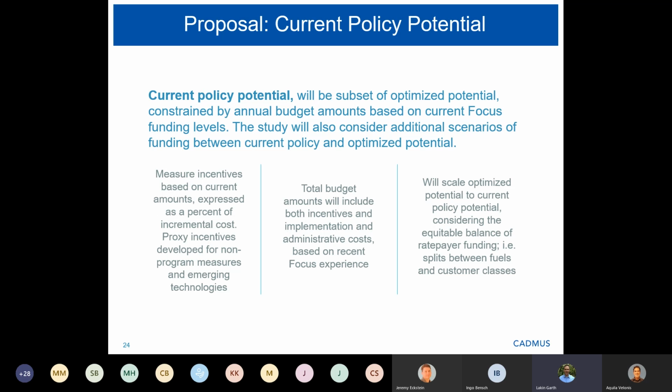And so in order to estimate the current policy potential, we'll have to have some assumptions about what incentive amounts are. And we plan to start from what the current incentive levels are, expressed as a percent of incremental cost. And then for measures that are in the study that aren't currently offered by programs, we're going to have to develop proxy incentive amounts for non-program measures and emerging technologies. And then the total budget amounts that will allow us to sort of constrain the optimized potential to develop current policy potential will include both incentives and implementation administrative costs based on recent focus experience.